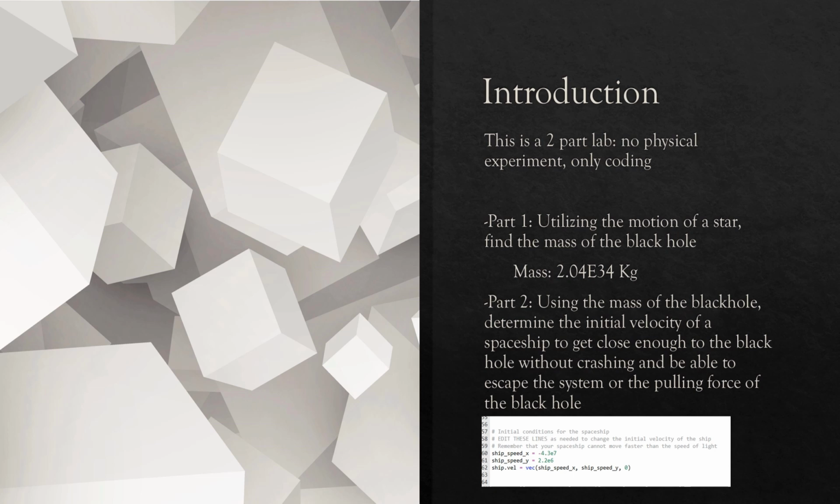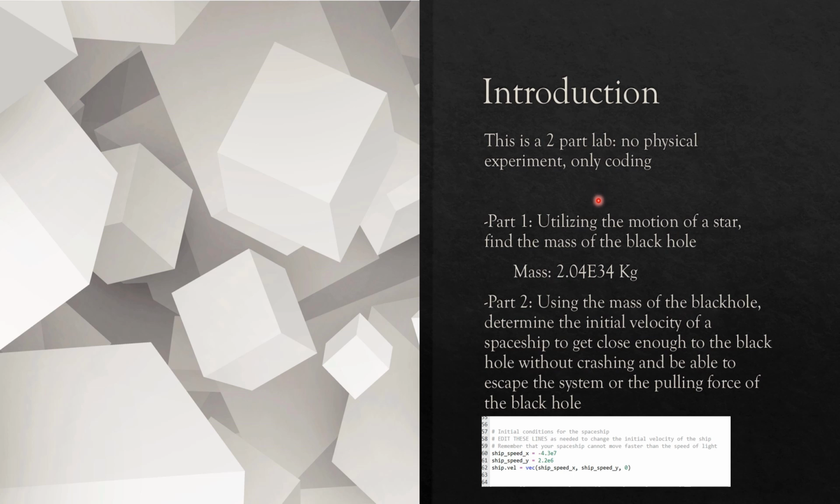So, this lab has two parts, both with different purposes. And this lab is no physical experiment, only coding. Part 1's purpose is to find the mass of a black hole through the motion of a star. And then part 2's purpose is using the mass in part 1 to find the initial velocity required for the spaceship to get near the black hole without crashing and then still leave the system.